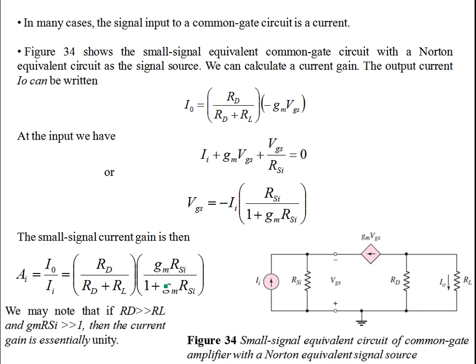All right. Now, in many cases, the signal input, as I've mentioned earlier, to a common gate circuit is a current.